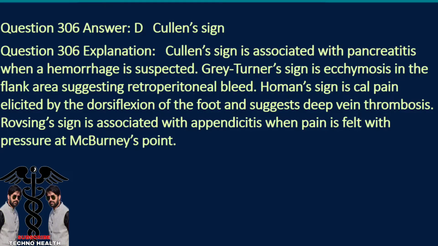Gray Turner's sign is ecchymosis in the flank area suggesting retroperitoneal bleed. Hohmann's sign is calf pain elicited by the dorsiflexion of the foot and suggests deep vein thrombosis. Rovsing's sign is associated with appendicitis when pain is felt with pressure at McBurney's point.